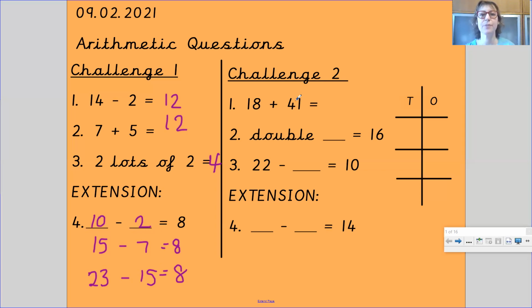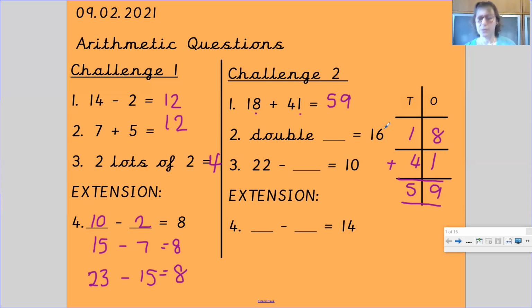Let's go to challenge 2. 18 add 41, and again I'm going to look at my ones, and I've got a big one because I don't like the 8, so I'm going to use my 10s and 1s to help me. You don't need to if you don't want to. 8 add 1 is 9, and 1 add 4 is 5. So I didn't need to use my 10s and 1s because I wasn't carrying. But as I keep saying, when the number's big, I just like to check.